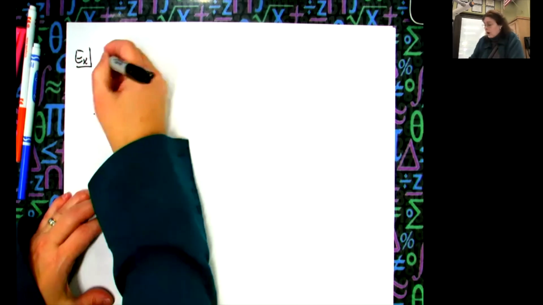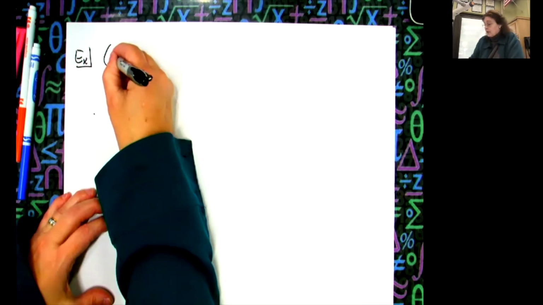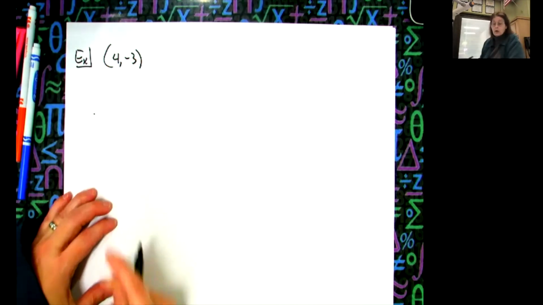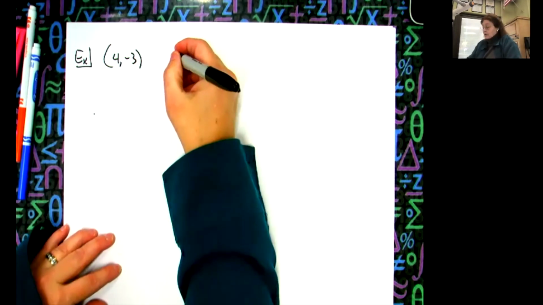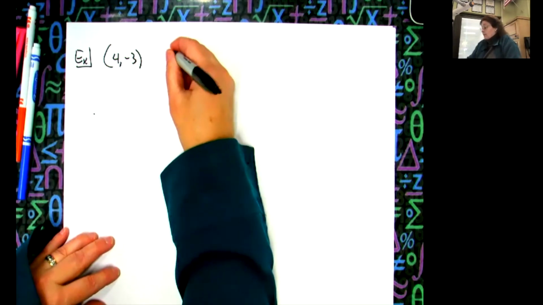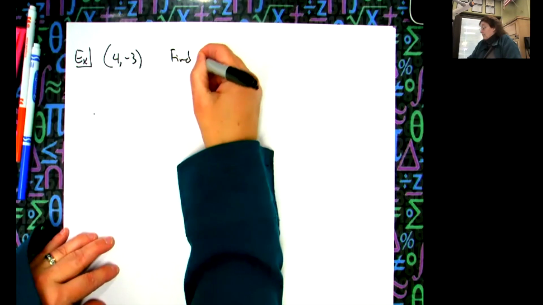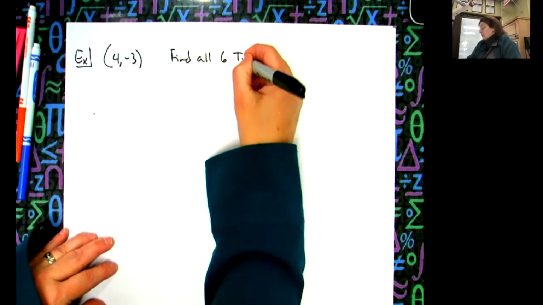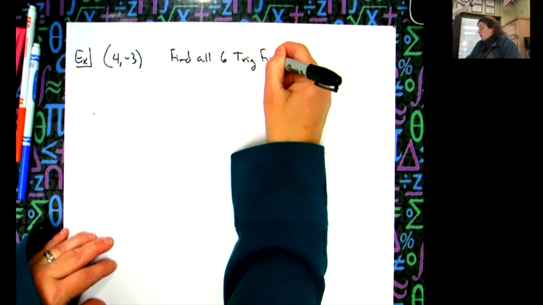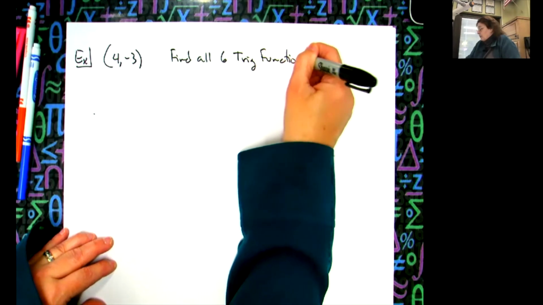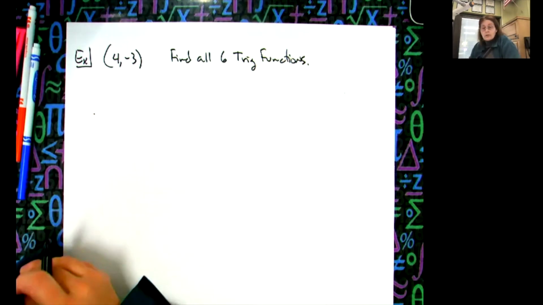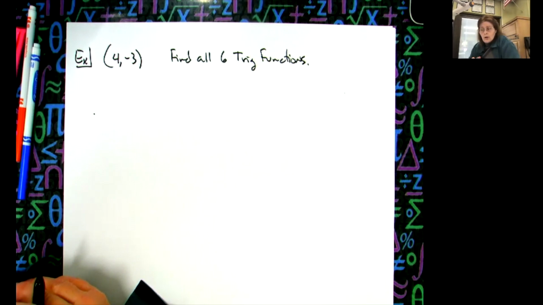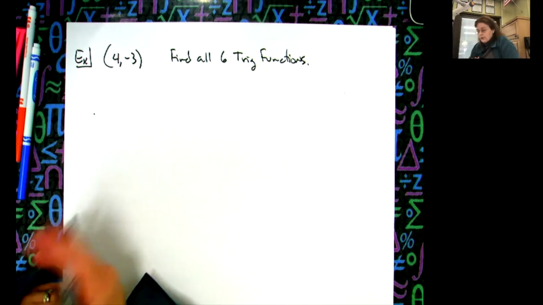Okay, so as an example, they're going to give you a point, maybe say 4, -3. They are then going to tell you to find all 6 trig functions. Now how clearly or how exactly they're going to word this to let you know that this is not on a unit circle, I don't know. But take a look at those numbers.